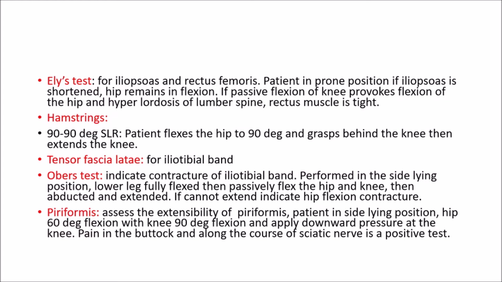Next is to perform the test for the piriformis muscle. To check the extensibility of the piriformis, the patient is positioned in side-lying, and we will check the uppermost leg. There will be a flexion of 60 degrees at the hip and 90 degrees flexion at the knee, and the examiner will stabilize the hip with one hand and apply downward pressure at the knee. The quality and the end-feel of motion are noted, and repeat on the opposite side as well.